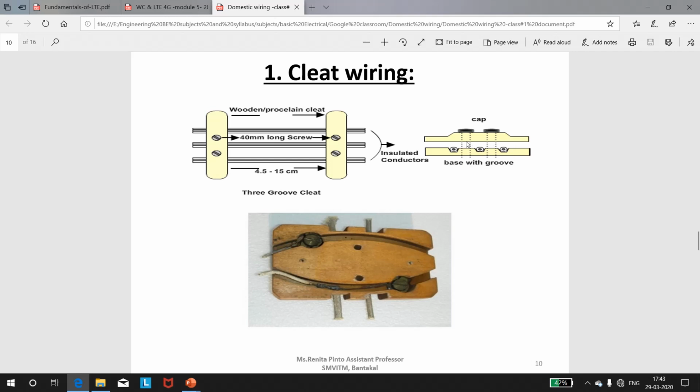The cables are placed in the grooves provided in the base and then the cap is placed. Both are fixed securely on the walls by 40 millimeter long screws. The cleats are easy to erect and are fixed 4.5 to 15 centimeters apart. This wiring is suitable for temporary installations where cost is the main criterion but not the appearance.